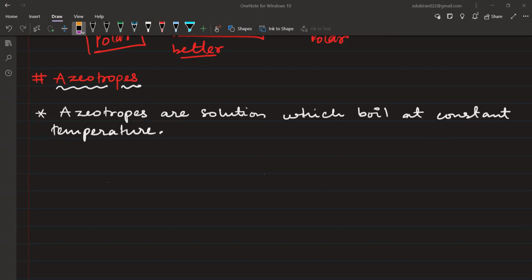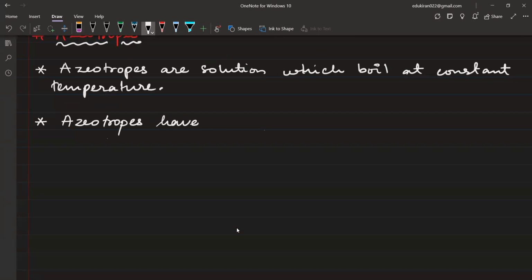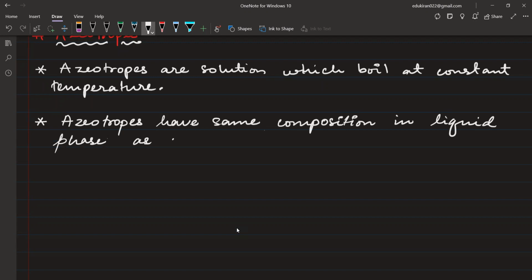ठीक है, now moving on. One thing that is important for azeotrope is azeotropes have same composition in liquid phase as well as vapor phase. ठीक है, liquid phase as well as vapor phase. And azeotropes are of two types.